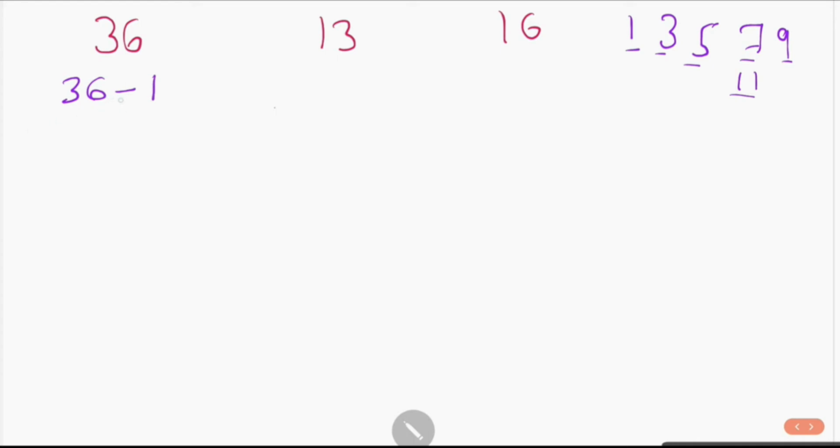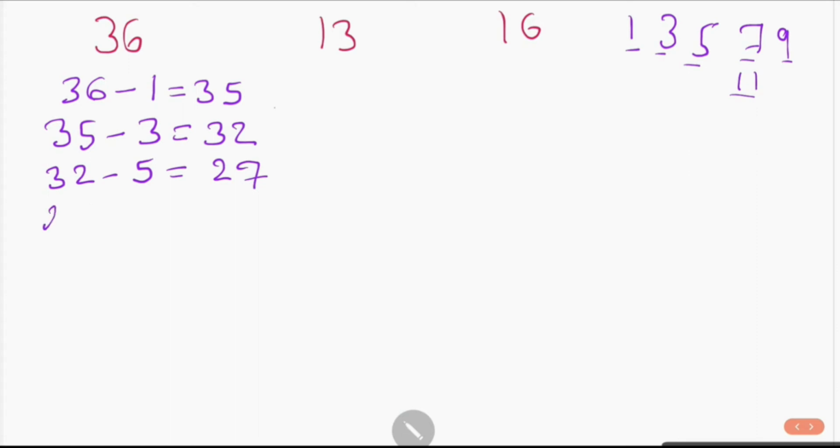So first we subtract 1 from 36. We will get 35. Now the new number is 35. Now again, the second consecutive odd number, 3. So 35 minus 3, we will get 32. Now 32 minus 5, it is 27.